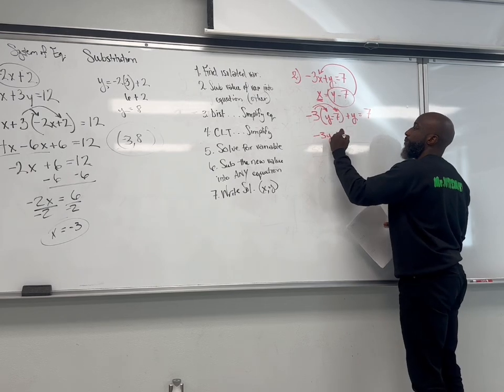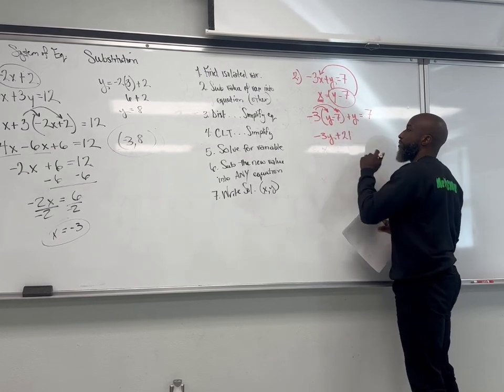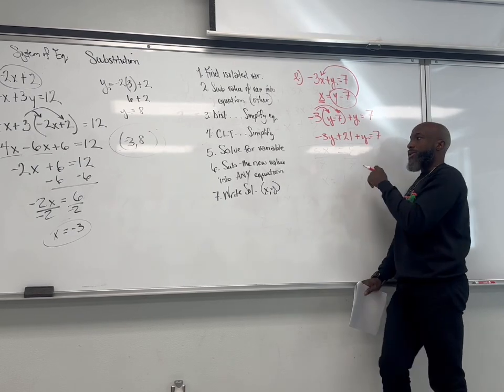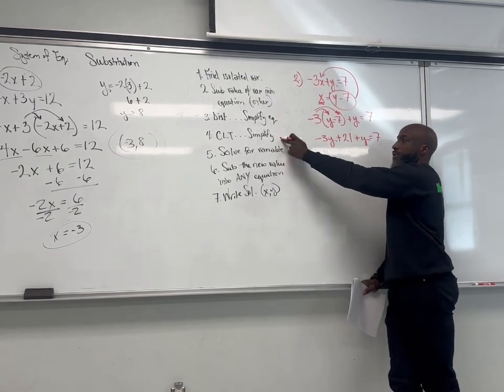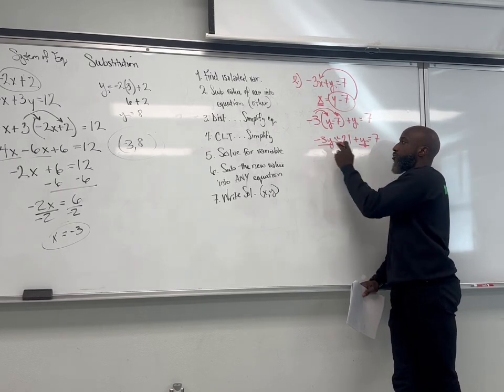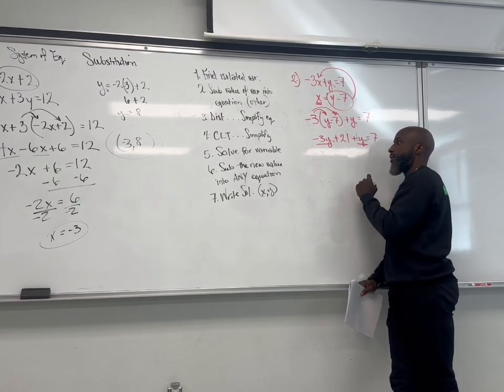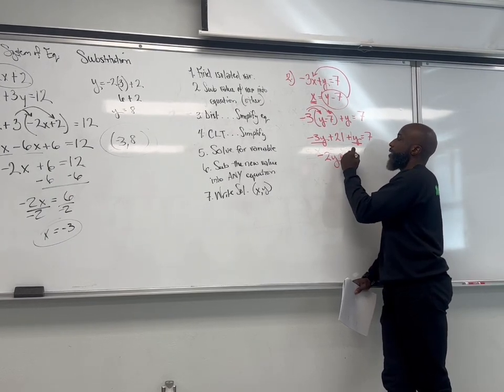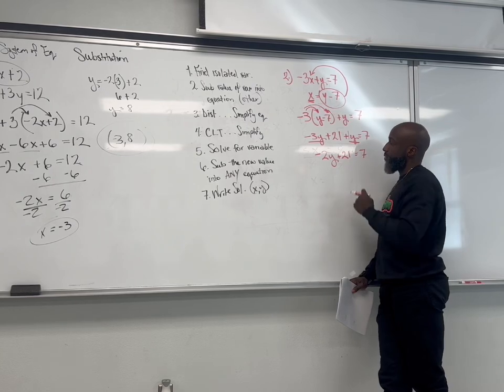Positive 21. Negative times a negative is a positive. Plus y equals 7, right? So we distributed. The next thing we're going to do is combine our like terms. Negative 3 plus 1 is negative 2y plus 21 equals 7.